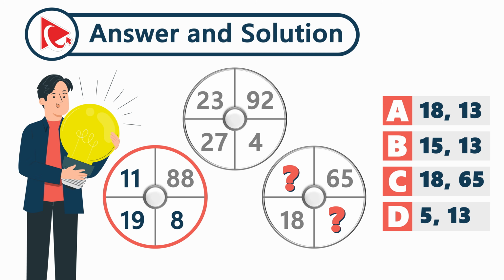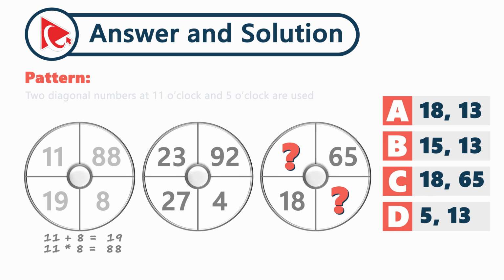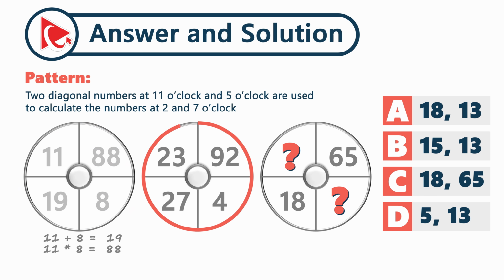And I'm pretty sure you figured out that 11 plus 8 equals 19. Well, guess what? The very same trick could be applied to calculate the number 88. In fact, 11 multiplied by 8 equals 88. Let's verify our hypothesis with the second circle.